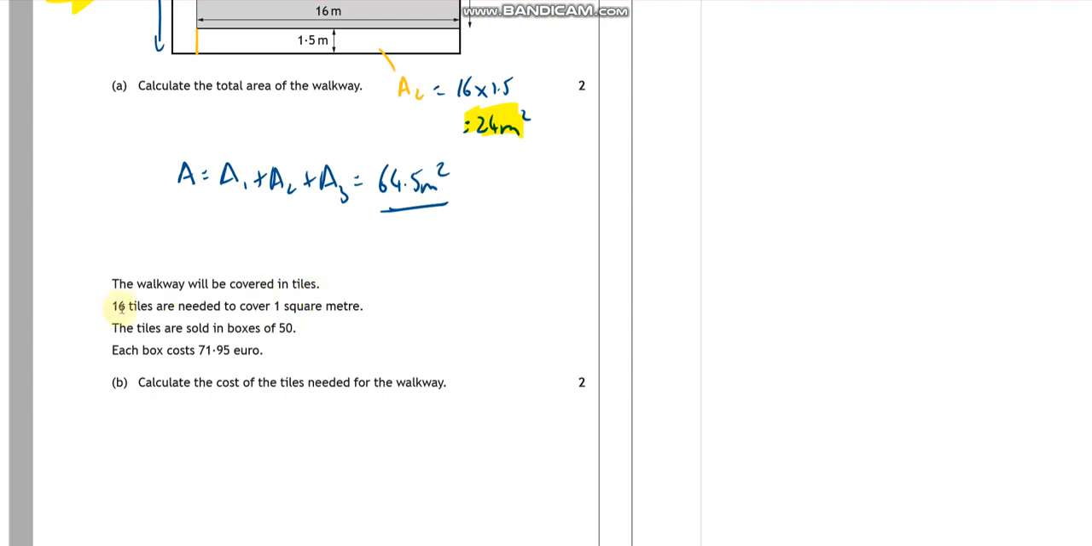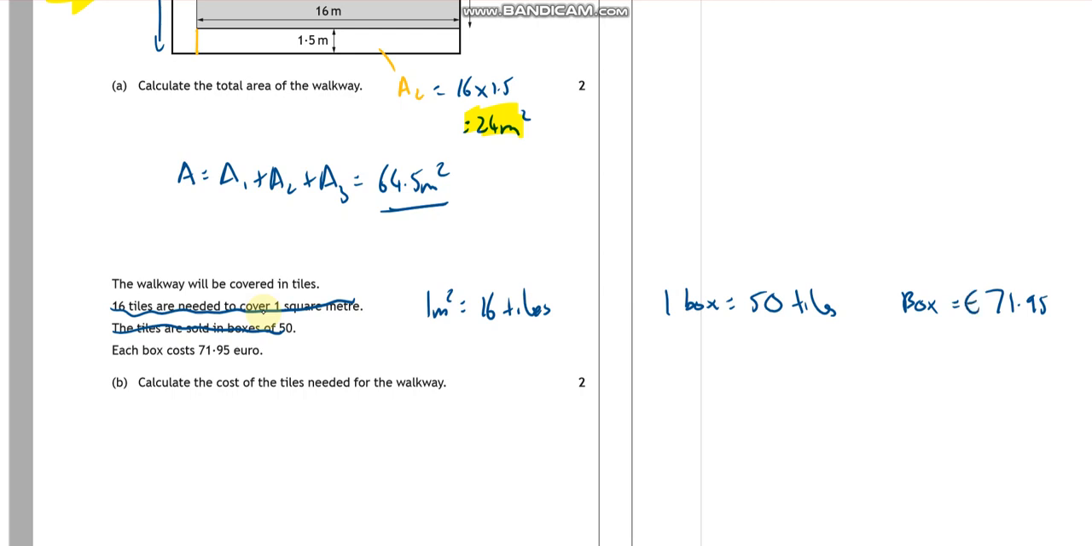So it's going to be covered in tiles. 16 tiles cover 1 square meter, so I'll just write that: 1 square meter is 16 tiles. Tiles are sold in boxes of 50, so 1 box equals 50 tiles. Let's see if that comes in handy. And each box costs 71.95 euros. Calculate the cost of tiles needed for the walkway.